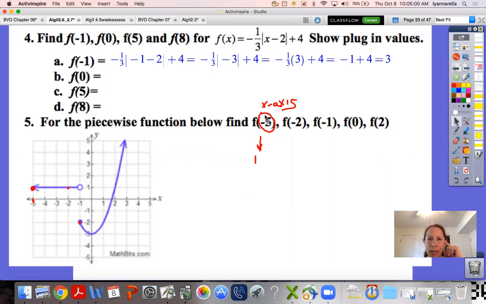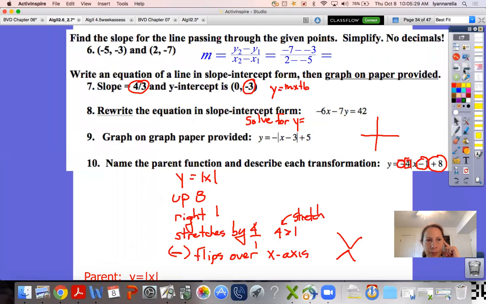When I ask you to tell me what the f of x value is, you're actually looking for the y-axis. So you first go to the x-axis for -5, and then you find the point on the graph and read me the y-axis value. So f of -5 has a y of 1. Okay, f of -2, you would go to -2, read that point's y value. F of -1, you go to -1. Now, which one of these counts? I think you know which one does because that's an open bubble, and so on.